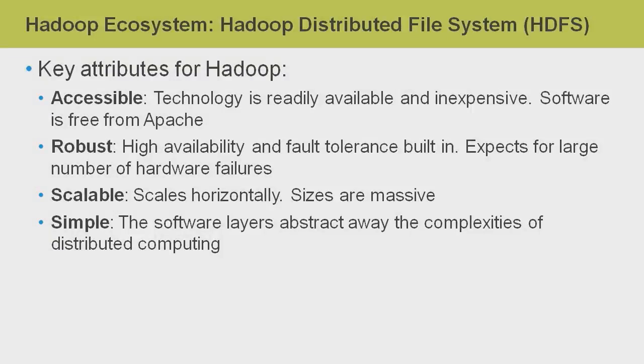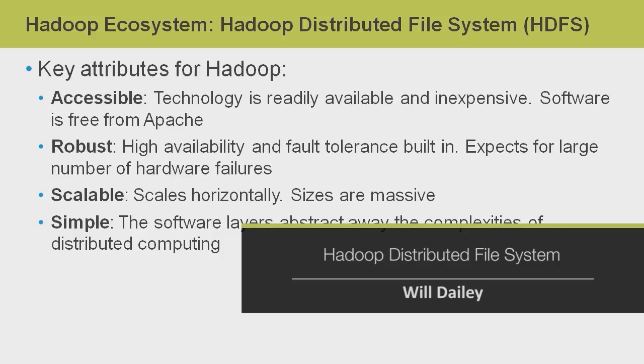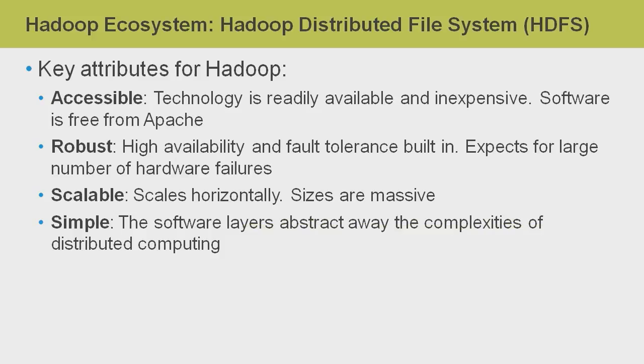We are going to now delve into the architecture for Hadoop itself. Let us begin by understanding the key attributes that define Hadoop. First, Hadoop is accessible. The technology is readily available and it is inexpensive. For example, most of the software comes from Apache open source software and it comes with a free license. It is robust, which means that it has high availability and fault tolerance built in by operational design. It expects and manages a high number of hardware and/or software failures.